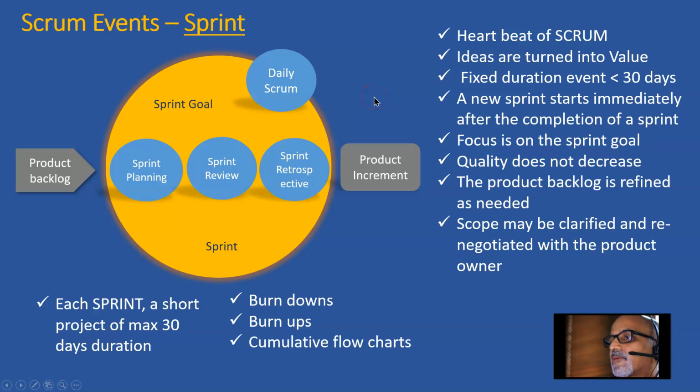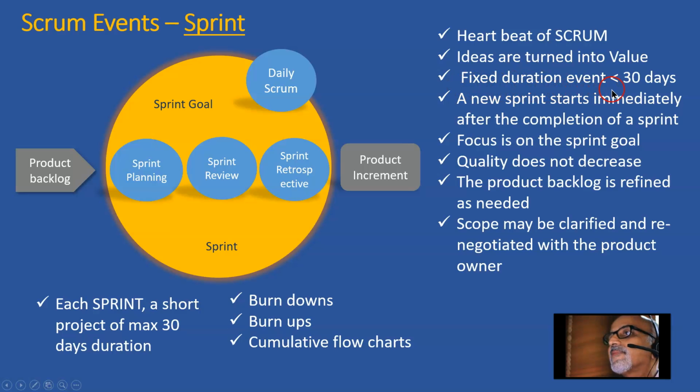Then, we discussed about the roles of the product owner, we discussed about the roles of the development team, and we discussed about the roles of the Scrum Master. We discussed the roles of the Scrum Master to the development team, to the organization, and to the product owner. Now let us get into the Scrum events. The main event is the sprint. So sprint is considered as the heartbeat of Scrum. Within the sprint, ideas are turned into value.